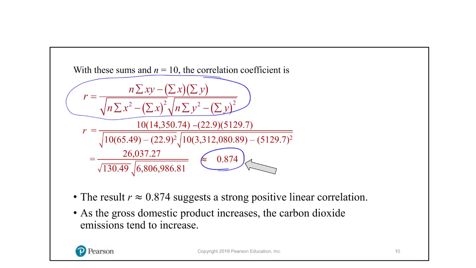0.874. So an R of about 0.874 suggests a strong, because in absolute value it's close to 1, it's big in terms of going towards 1, and positive because it's a positive value. So a strong positive linear correlation, again, what it's indicating is that as the gross domestic product increases, the carbon dioxide emissions tend to increase in a strongly positive correlation.